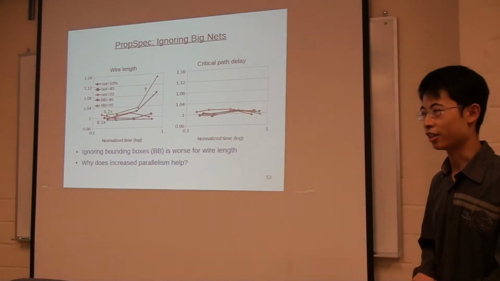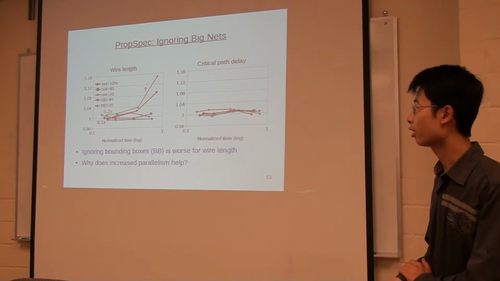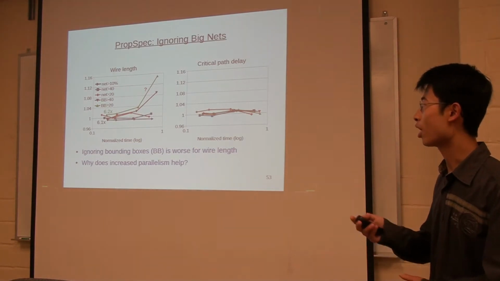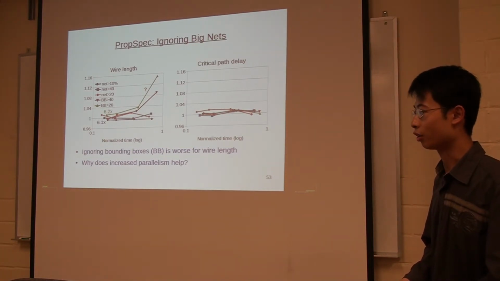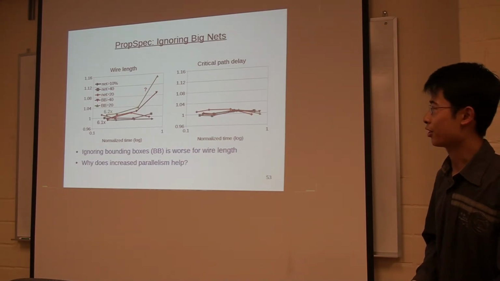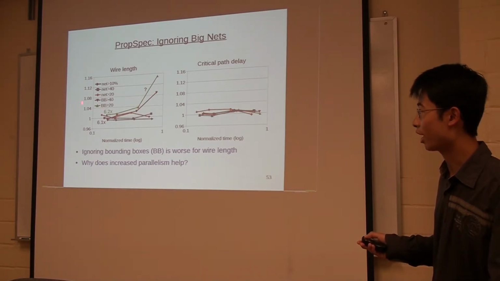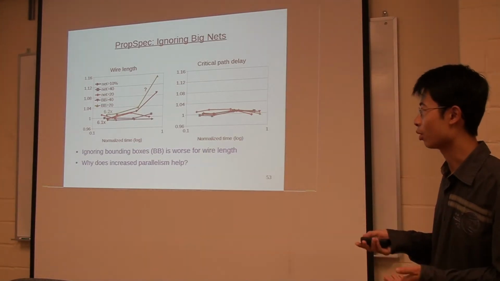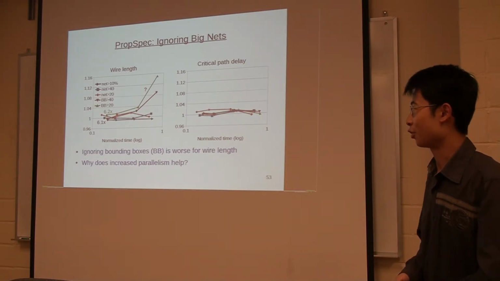And when we tried the alternative technique of only ignoring bounding boxes, again with thresholds 40 and 20, we see that the quality loss is surprisingly worse, especially for wire length. The picture isn't so clear for critical path delay, but that's a good sign that we're not losing too much quality in both of these metrics. A rather odd interaction is that, going further to the left of the graph, we're using more cores, more threads, and that seems to help with the loss in quality. That reduces the loss in quality from this ignoring bounding boxes technique. And it's not clear to us why this should be the case.